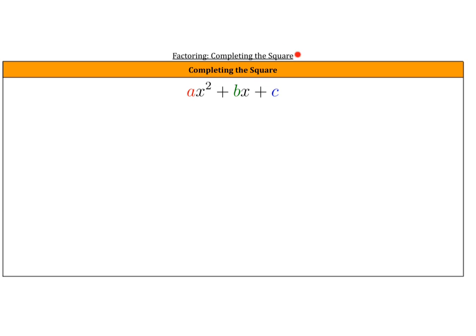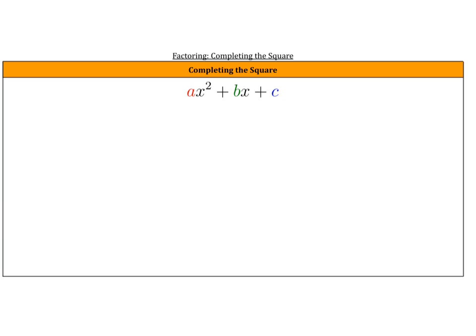So in this video we are going to show you how to factor by completing the square. When we factor, of course, we are typically trying to factor a quadratic expression or solve a quadratic equation. Quadratics, of course, come in the form of ax squared plus bx plus c.